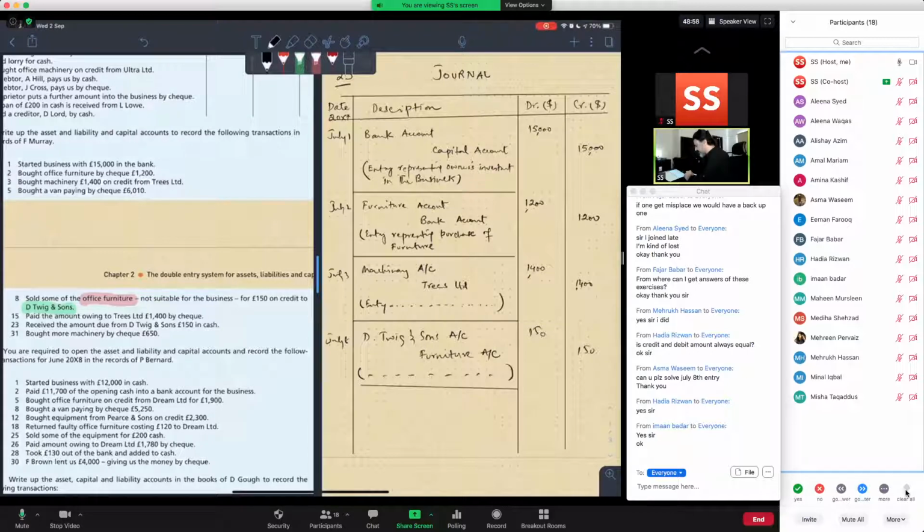15th of July, paid the amount owing to Trees Limited $1,400 by check. So we debit Trees Limited account and we credit the bank account. Then 23rd is received the amount due from D Twigs and Sons, 150 in cash, so we debit cash account $150 and we credit D Twigs account $150. Then we have bought more machinery by check $650, so we debit machinery account and we credit the bank account.